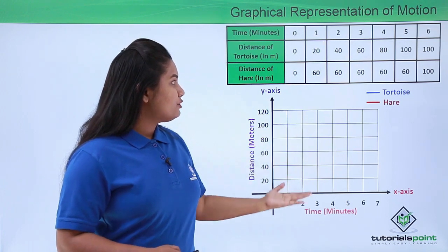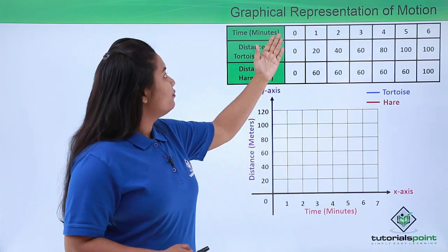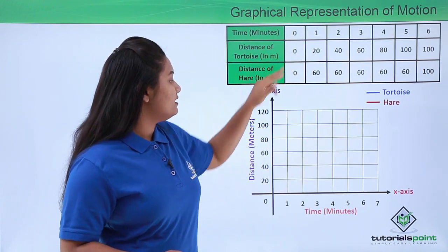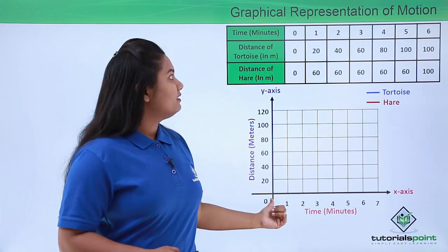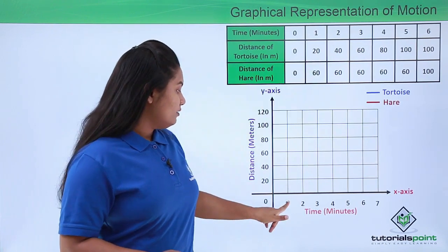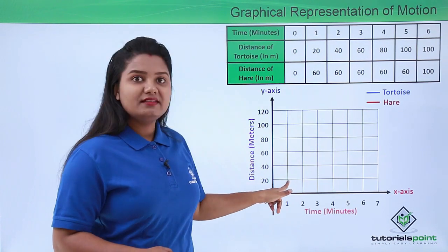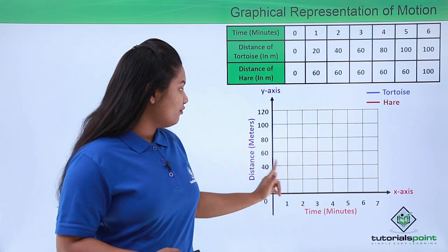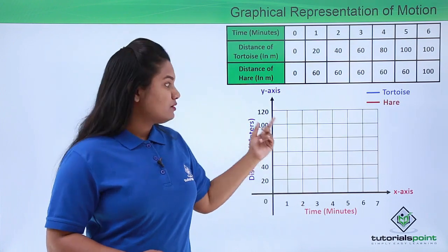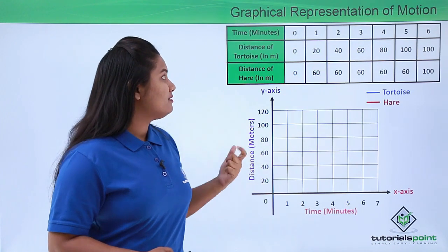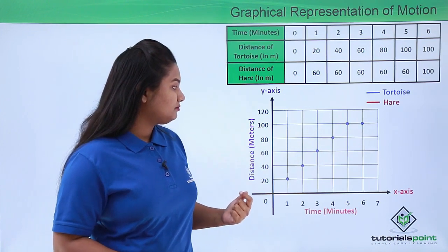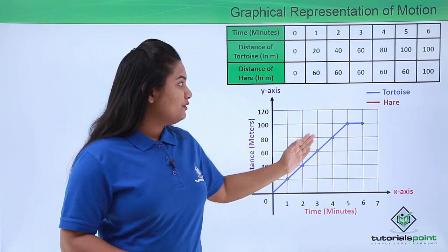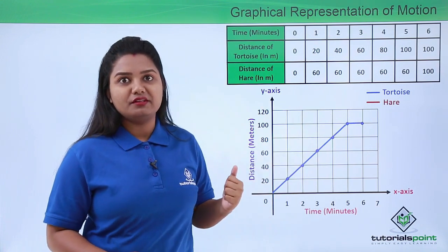So now it's time for us to plot the graph. So we'll begin with plotting the points for tortoise. So the first point for tortoise will be 0, 0, which is at the origin. The second point will be 120, 120. So this is the point, that is the second point. The third point will be 240, 240. So this is the third point. So in this way we can plot all these 6 points for tortoise like this. Now on joining all these points, we get the graph for tortoise, the motion of tortoise.